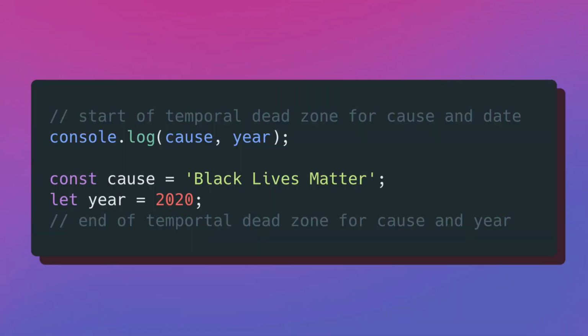So the temporal dead zone is the region that exists up until we finally initialize let and const variables, where we're unable to refer or reference those let and const variables. So let's take a look at a code block to make this a little bit more clear. You can see in the code block that we're in the temporal dead zone for cause and year up until we initialize their value. But since we're in the temporal dead zone when accessing those variables, we're going to get an error.